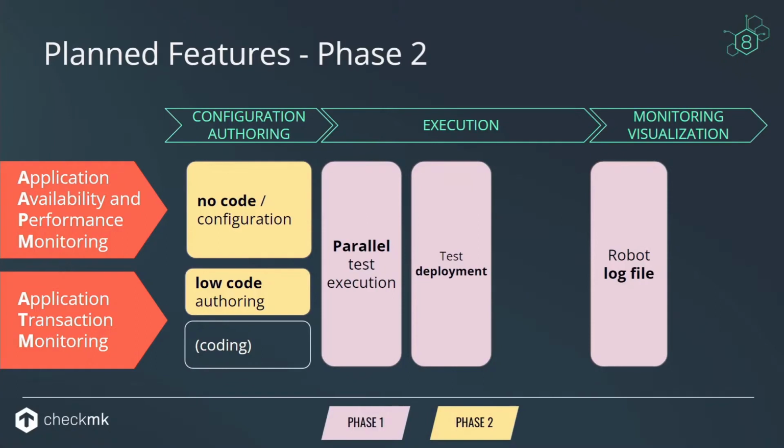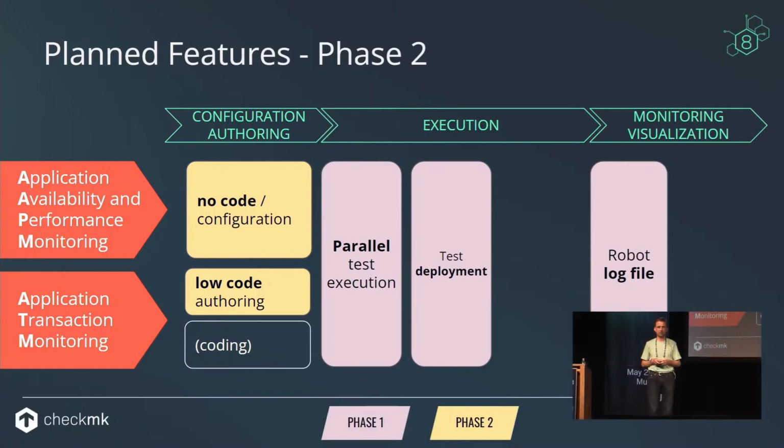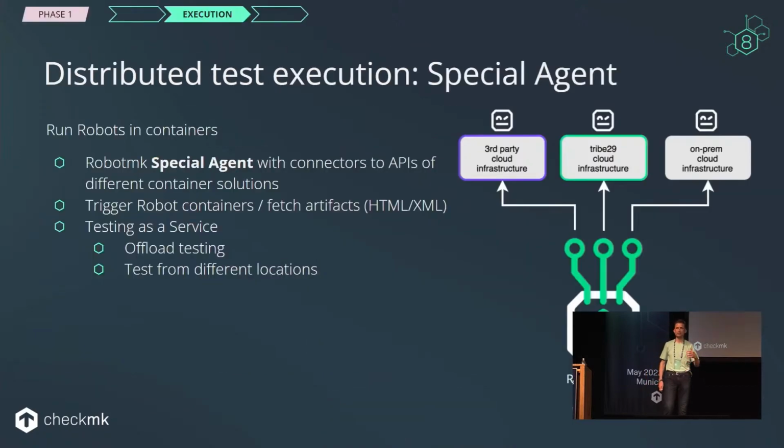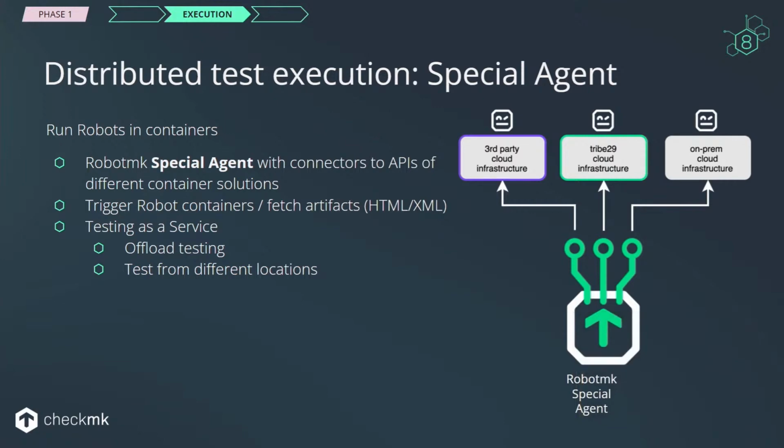With RCC, which I've explained before, we have made the robots platform independent. And now we want to go into scalability. We are planning to execute these robots in cloud-based infrastructure, which then can scale. And for this, we will develop a RobotMK special agent. And the main difference here is that this special agent doesn't contact an agent on a host. It contacts the APIs of infrastructure providers to run the containers, to execute the tests in the container, and to fetch the results from these containers.